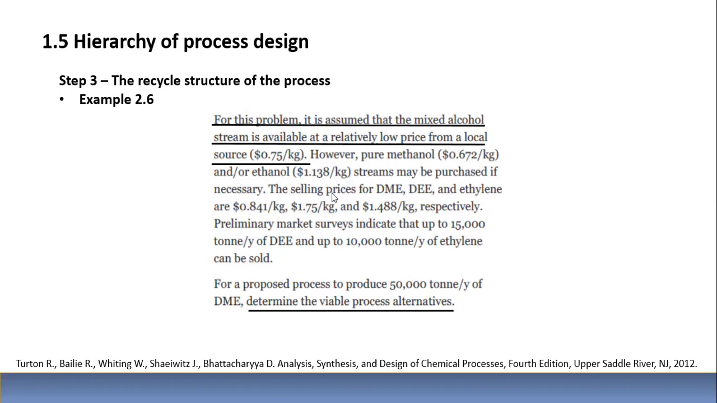The selling price of dimethyl ether, diethyl ether, and ethylene: este es el precio de venta. El de dimetil éter, 0.84, el de dietil éter, 1.75 y el de etileno, 1.48, respectively. Preliminary market surveys indicate that up to 15,000 tons per year of diethyl ether and up to 10,000 tons per year of ethylene can be sold.